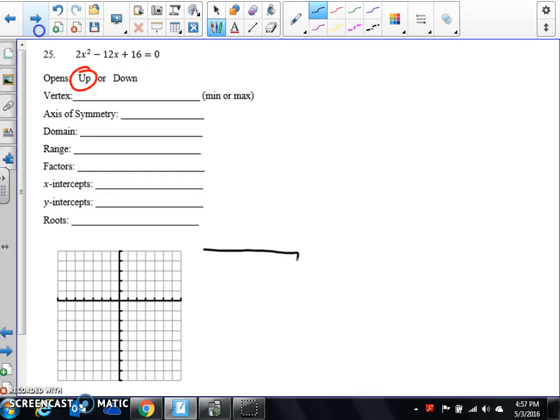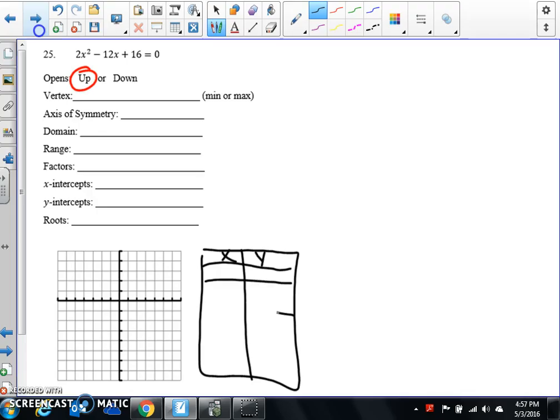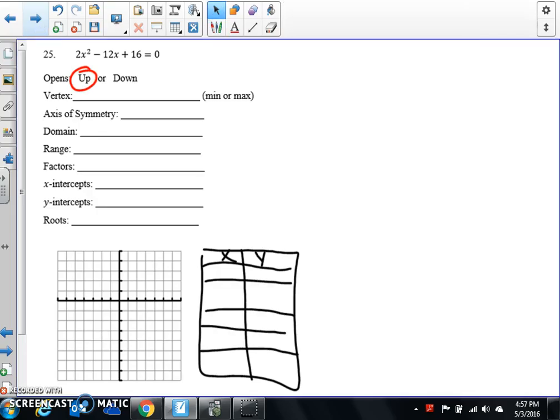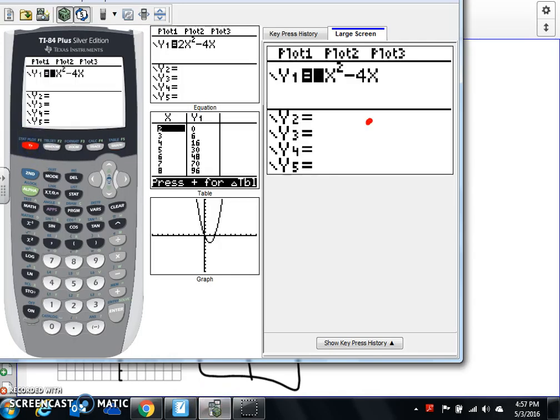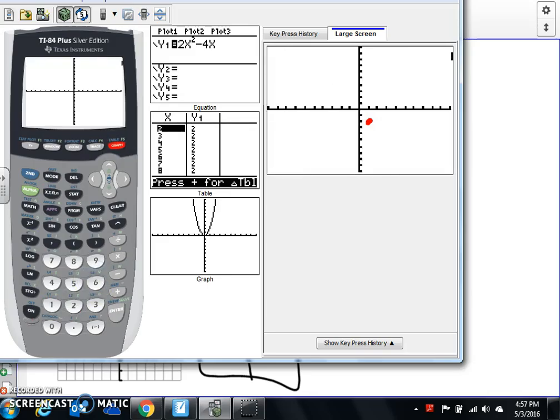I like to go ahead and start by graphing first. So make your table. All right, we need to find the vertex, so we're going to put that into our calculator. So y equals 2x squared minus 12x plus 16. So our vertex is right here, and it looks like 3, -2-ish.